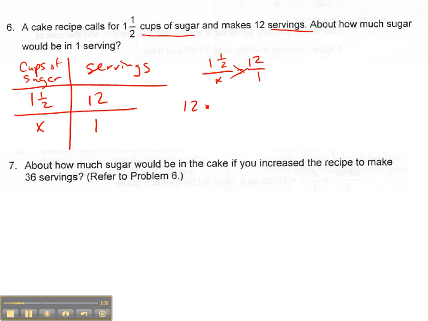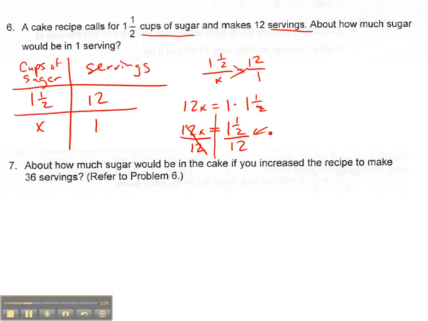12x, 12 times x, equals 1 times 1 1/2. Well, 1 times 1 1/2 is just 1 1/2. So 12x equals 1 1/2. How are we going to solve for x? What's happening to x? We're multiplying it by 12. So use the inverse operation, which is division, divide by 12. Divide both sides by 12, and we'll find what x equals.